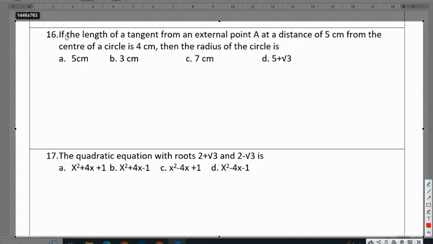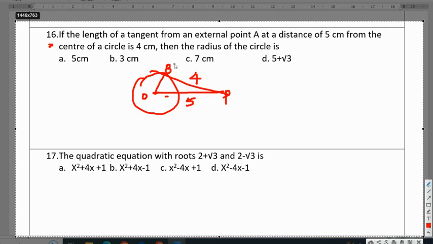Option A. 16th question, the length of the tangent from an external point P at a distance of 5 centimeters from the center of a circle is 4. So we'll draw the diagram. PB is tangent, OB is radius, OP is 5 centimeters away from the center. Length of the tangent is given as 4 centimeters. Then the radius of the circle will be 3 centimeters. Based on the Pythagorean triad, we'll get the answer, radius of the circle is 3. Correct option is B.